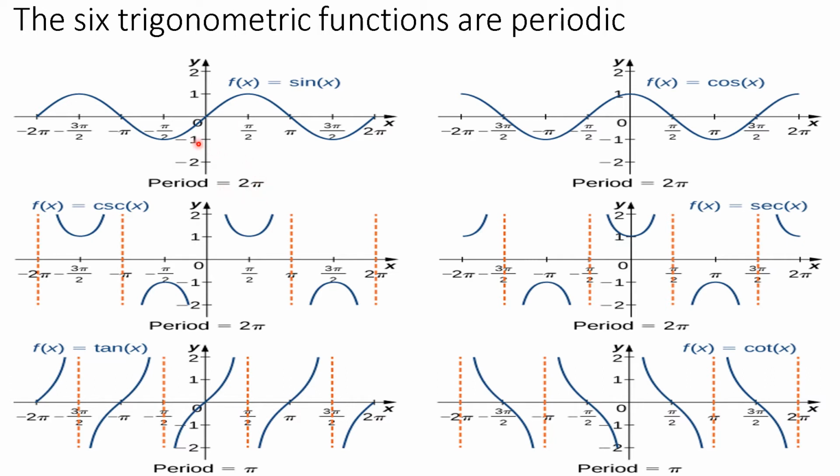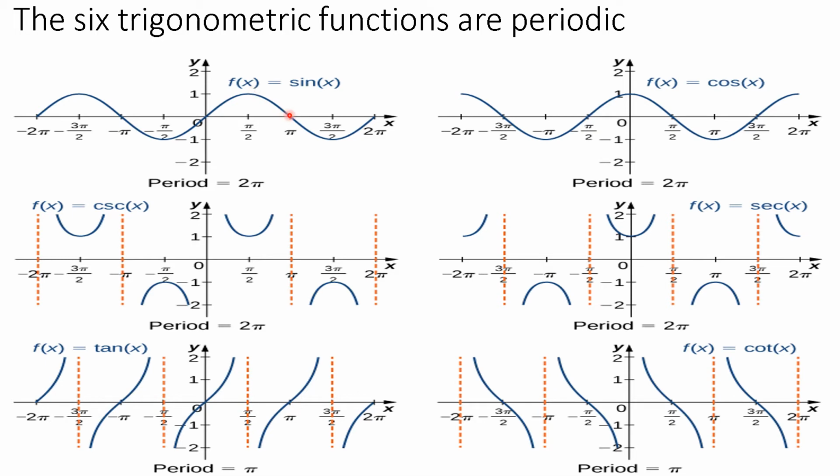See the graph. In this graph, see how x and y change. As x increases from 0 to pi by 2, y increases from 0 to 1. As x increases from pi by 2 to pi, y decreases from 1 to 0.